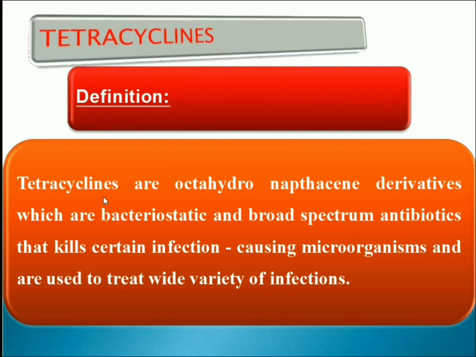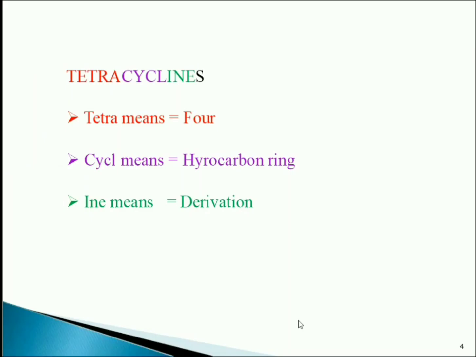Tetracyclines are octahydronaphthacene derivatives, which are bacteriostatic in nature, and they are broad-spectrum antibiotics that kill certain infection-causing microorganisms and are used to treat a wide variety of infections. If we split the name tetracycline, there are three parts: tetra means four, cycle means hydrocarbon ring, and ene means derivation. So tetracycline contains four hydrocarbon rings, from which other chemical substances or drugs are derived.